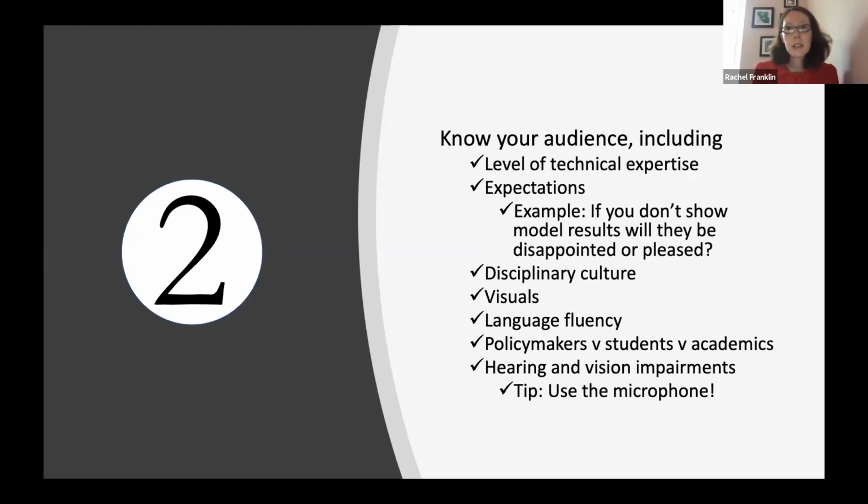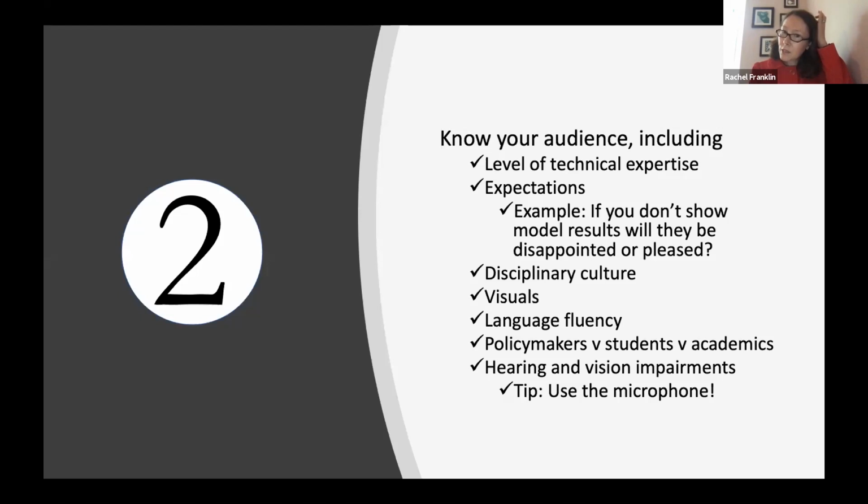Will they be expecting to see models? Do they want to see actual equations? Do they want to see tables? Or if they see a table and an equation, are they going to sort of shut off and start looking around the room at other people? This is your job to think about what the audience is going to be expecting.